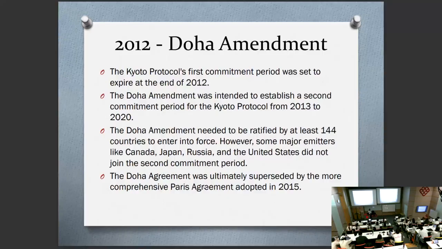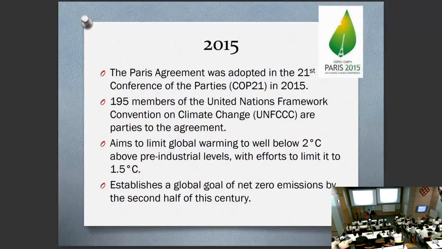However, some major emitters like Canada, Japan, Russia, and the US did not join the second commitment period. So once again, it's a failure. So the Doha Agreement was ultimately superseded by the more comprehensive Paris Agreement adopted in 2015. So this is the Paris Agreement, which was adopted at the 21st Conference of the Parties in 2015.